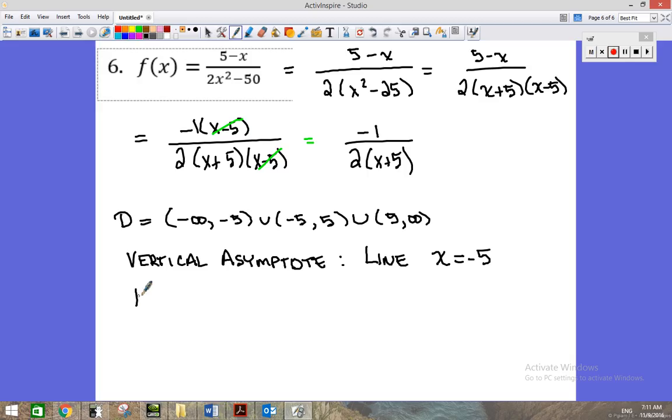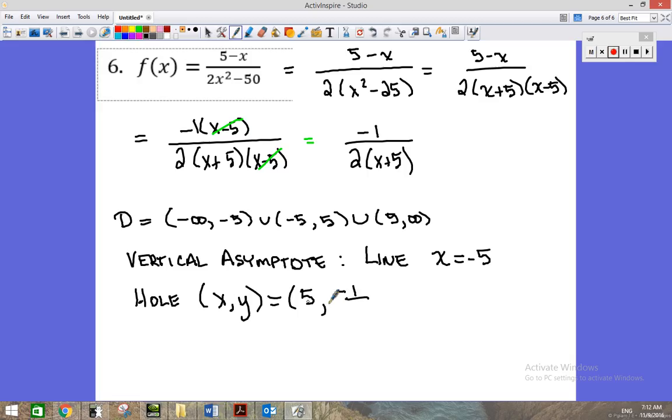There's a hole in the graph, and for every hole in the graph we want to provide the location of that hole, an x coordinate and a y coordinate. The x coordinate's pretty easy. From this canceled factor, if you set that equal to 0, 5 minus 5 gives you 0. We can't plug this 5 into the original function because it would be 0 divided by 0, but if we plug it into the reduced function, then we'll get the y value of this hole.